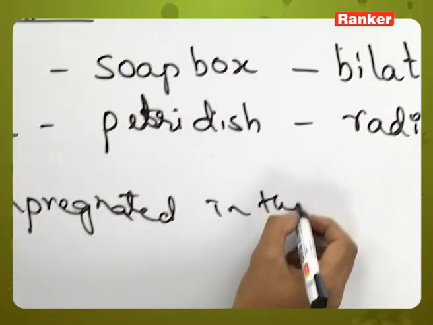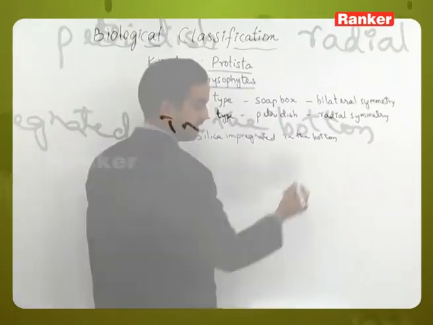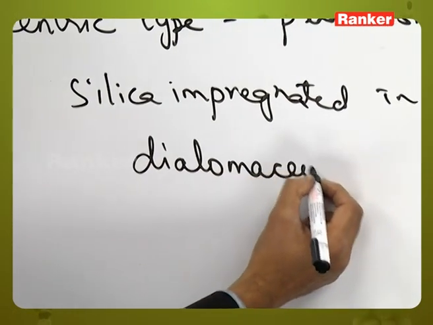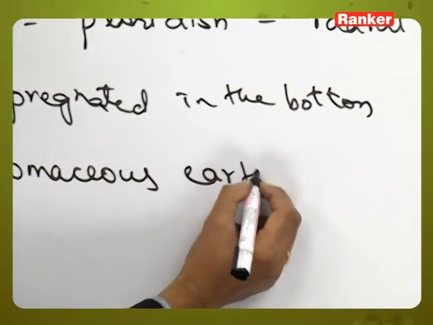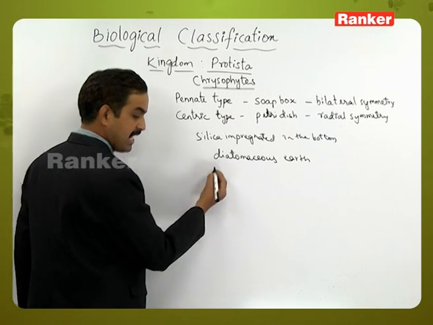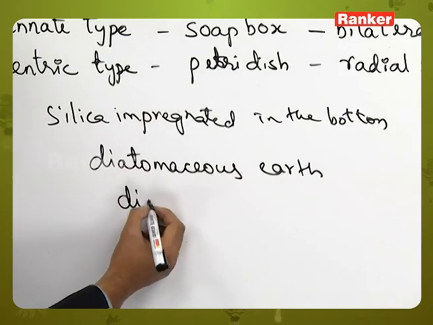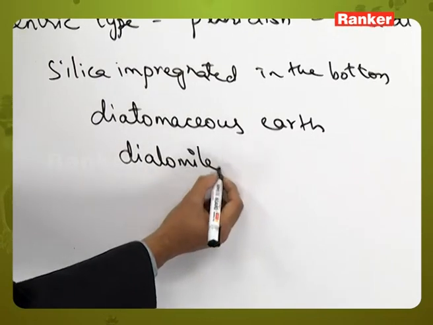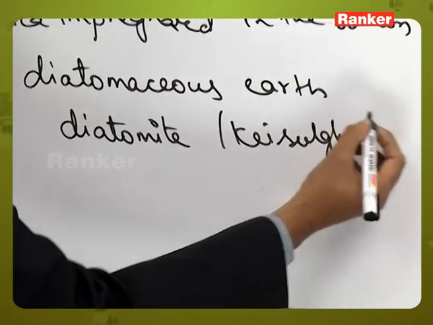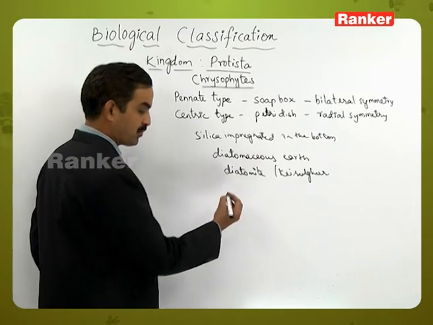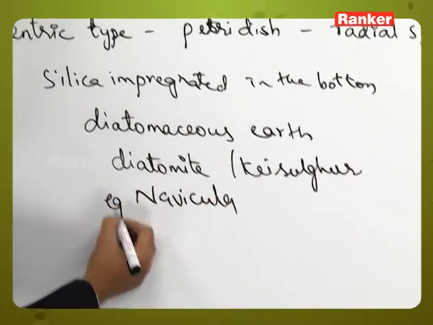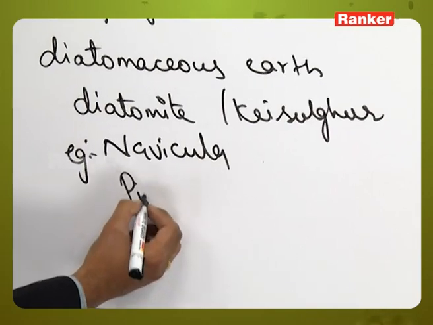So in the bottom of the ocean, it is forming into diatomaceous earth. Generally this structure cannot be decayed, and this is otherwise called as diatomite or Kieselguhr. This can be seen in examples like Navicula and Pinularia.